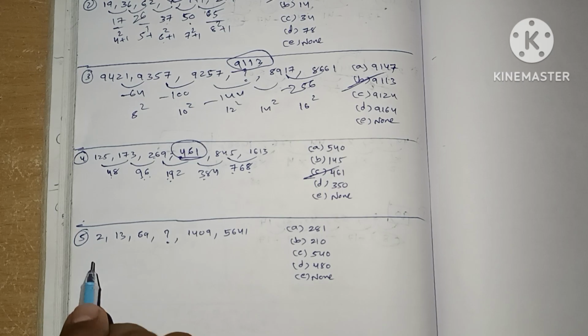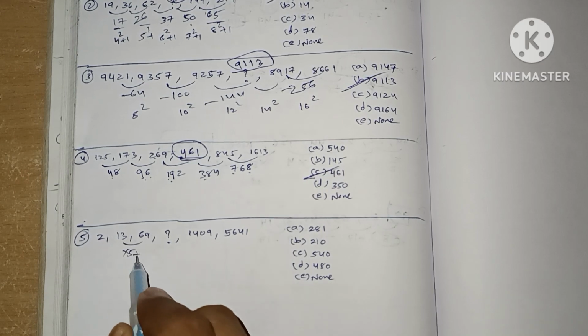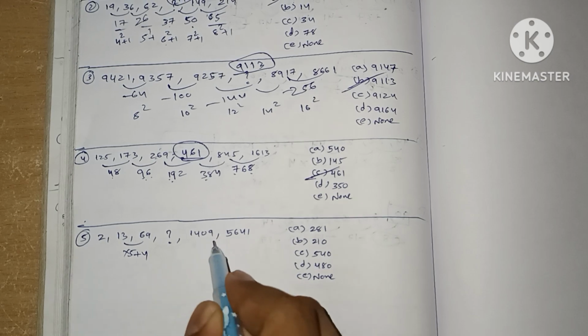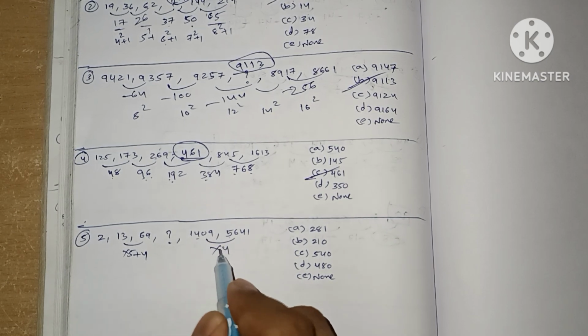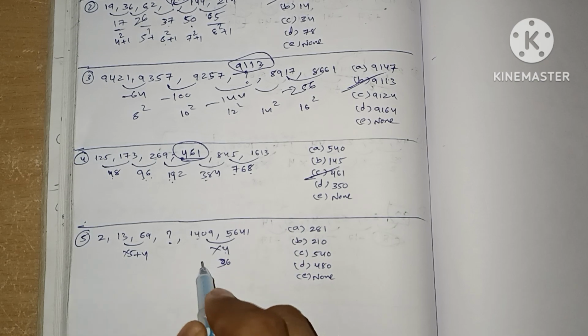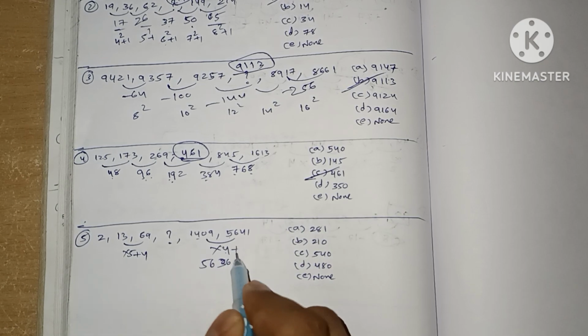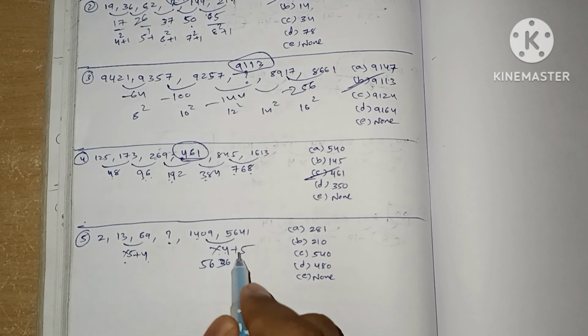Here we see this is into 5 plus 4. This is 14 becomes 56 into 4, which will be 36 at the end. 40 means 56 plus 5. So into 5 plus 4, it is into 4 plus 5.